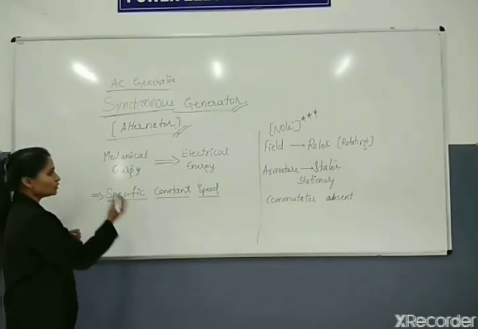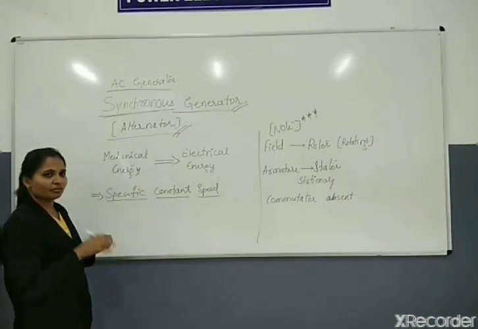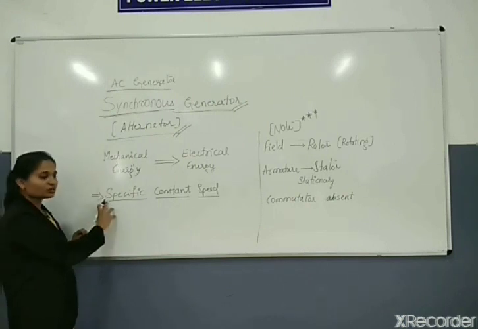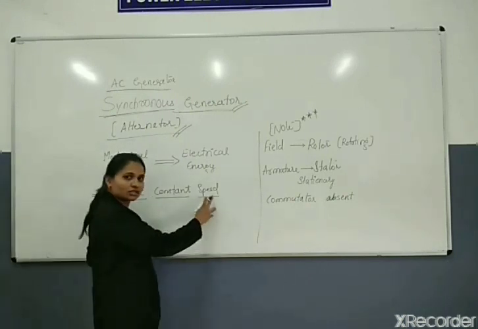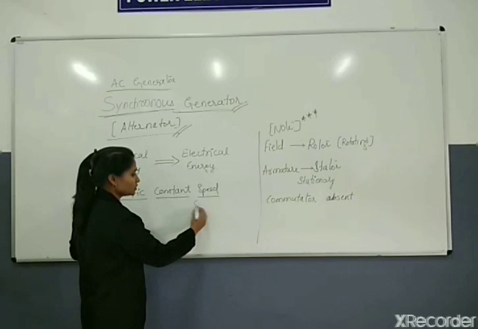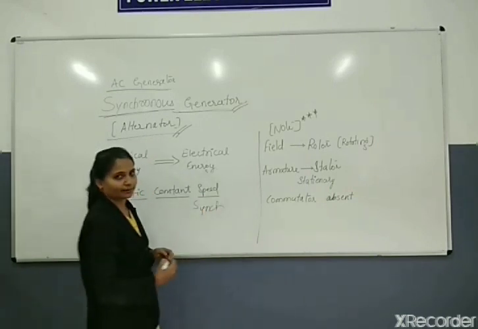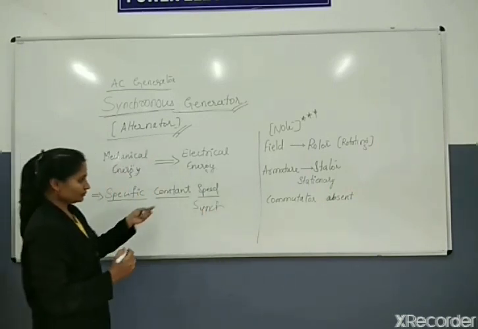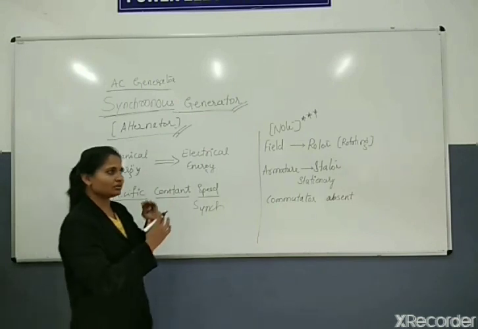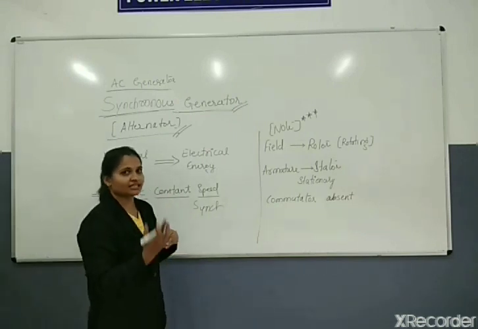So why do we call it a synchronous generator? Because the alternator works at a specific constant speed. That's why it is called a synchronous generator. Now, what is the difference between an AC generator and a DC generator?